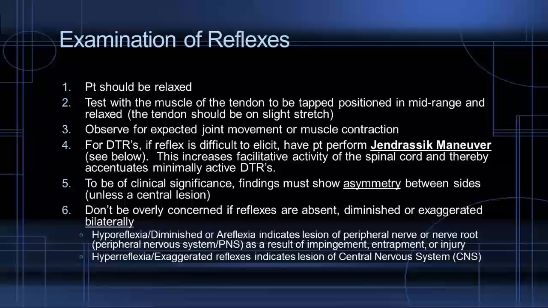A lot of times with hyporeflexia, diminished or areflexia, it's caused by a peripheral nerve or nerve root lesion, like an impingement or entrapment or an injury. Hyperreflexia or exaggerated reflexes are a lot of times caused by lesions of the central nervous system. And we will talk about that a lot more in neuro as well, as how do you distinguish between a CNS and a PNS lesion. But we're just concerned in this lab with how do you do the deep tendon reflex testing?